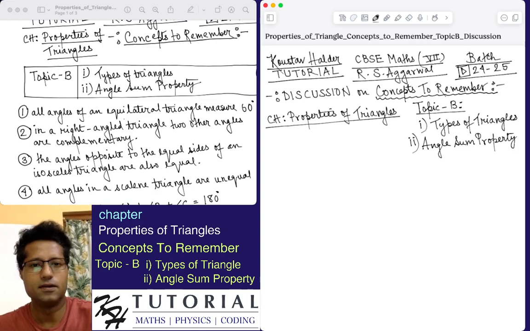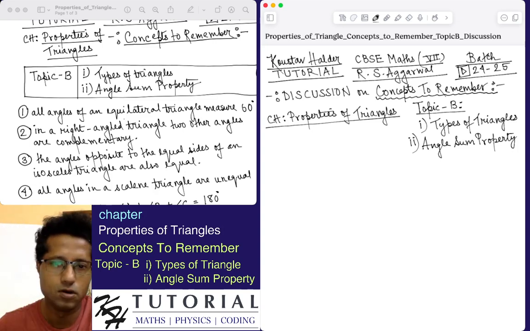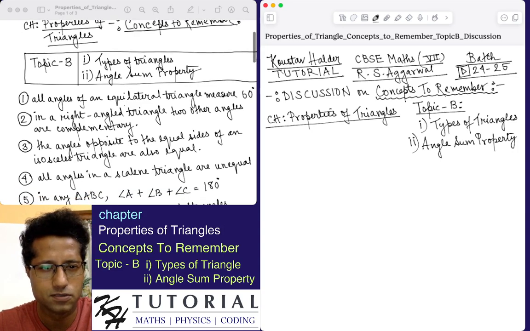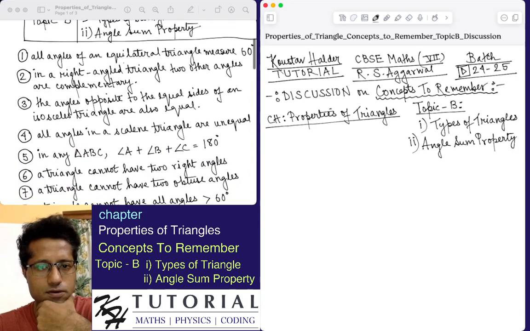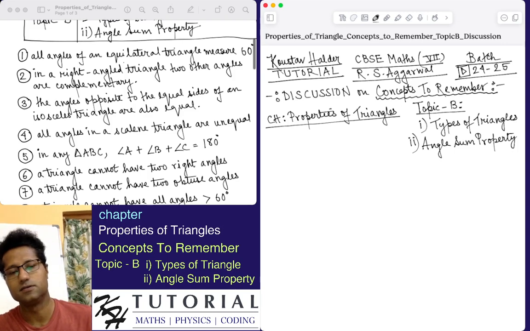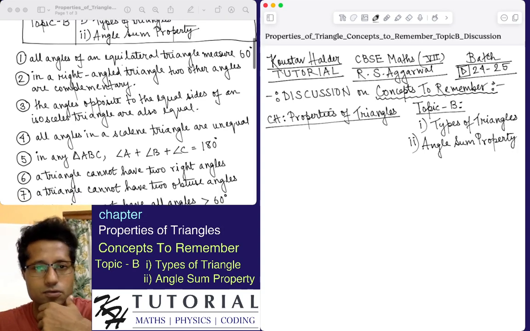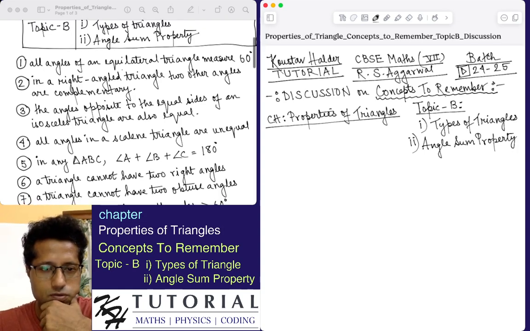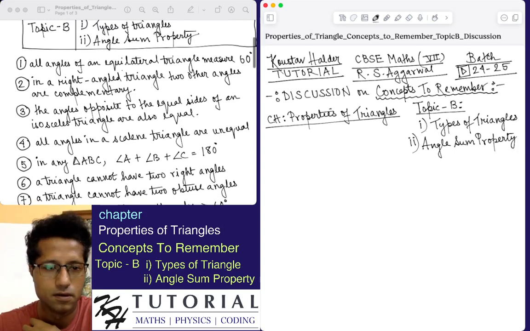Point number 2: in a right angle triangle, the two other angles are complementary. This actually depends on point number 5, which says that in any triangle ABC, the sum of the angles is always equal to 180 degrees. So in a triangle ABC, we will have angle A plus angle B plus angle C equals 180 degrees. This is known as the angle sum property. Based on this property, a lot of other concepts are established or deduced.